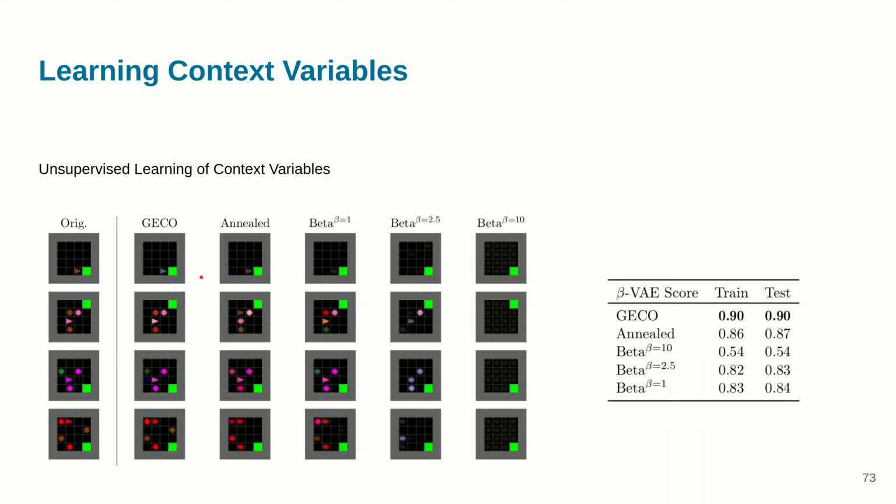Therefore, we do a simple context classification task using some simple models on top of the encoded inputs. Here are some results from different VAEs that we use in the environment. This table shows different beta VAE scores, and as can be seen, Gecko achieved the highest beta VAE score compared to the other methods. We can also see that the reconstruction looks better compared to some other methods that we tested.